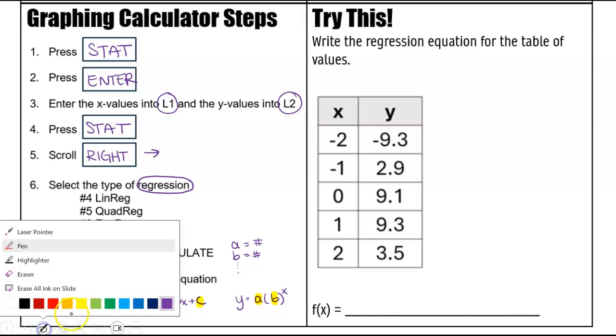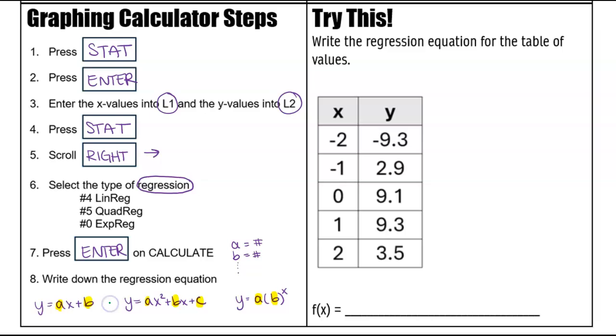First, we need to start by figuring out what type of regression this is. So I'm going to start by thinking about what is the difference between negative 9.3 and 2.9. Now this might be harder for you to do in your head, so if you wanted to use a calculator, what you could do is subtract backwards, 2.9 minus negative 9.3. This is going to give us a difference of 12.2. So that tells me I'm adding 12.2 to get from one to the next.